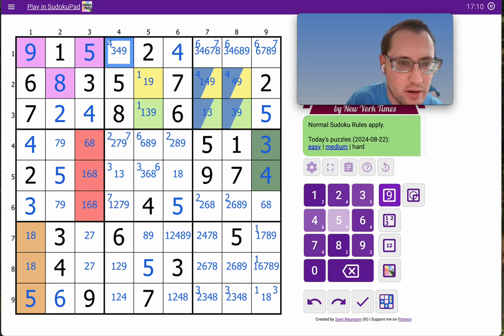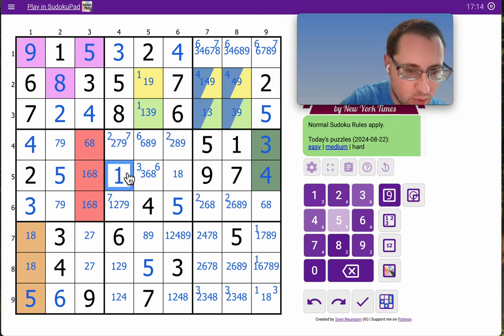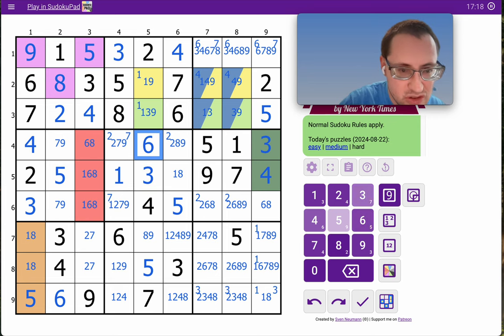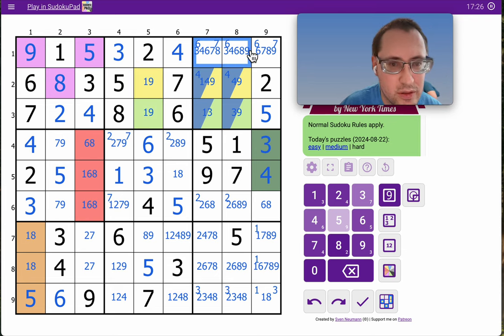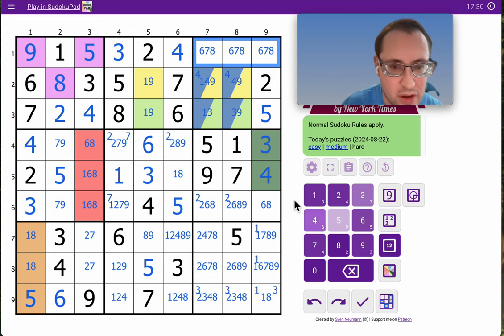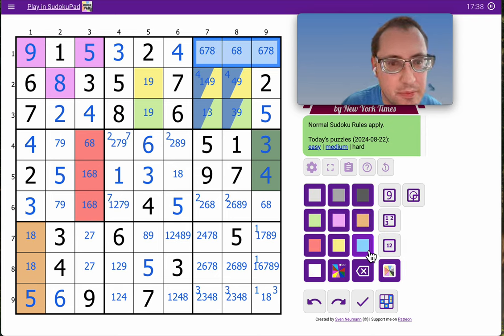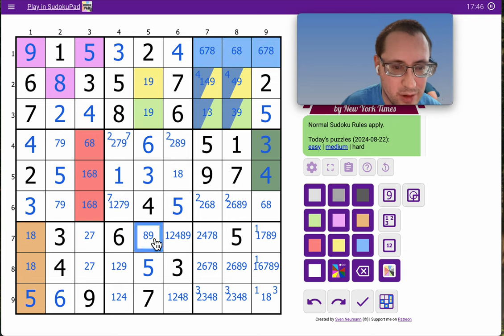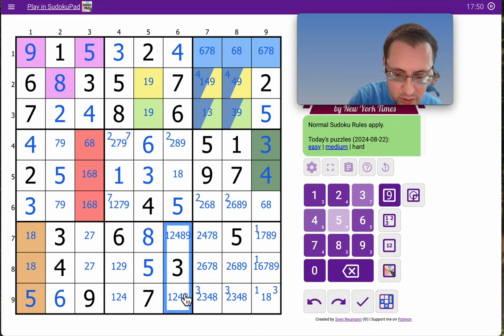Plus that 9 means this is a 4. And that's a 3, and so 1, 3, 6. Yeah, this is 6, 7, 8. It's a hidden triple. Row 1, but 1, 9 makes this an 8. Those are not 8. But this 8 means these are not.